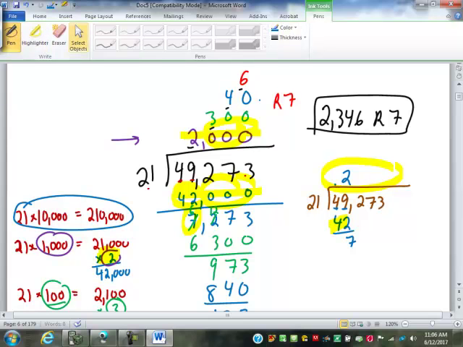We would bring down the next digit, the 2. 21 goes into 72 3 times, that's 63. Again, notice it's just leaving off the zeros here. That's all we're doing. So we'll get the exact same answer.